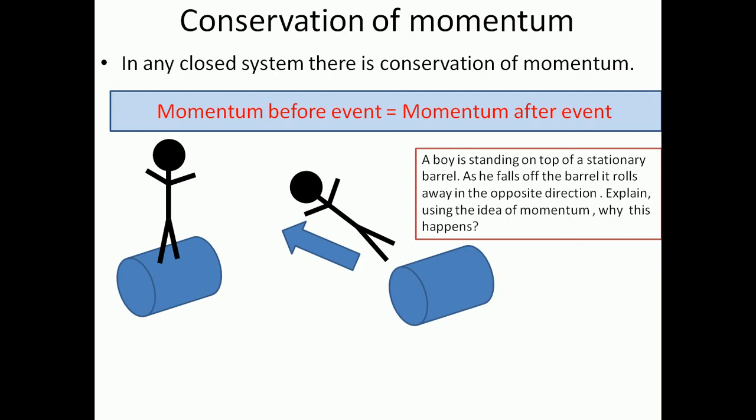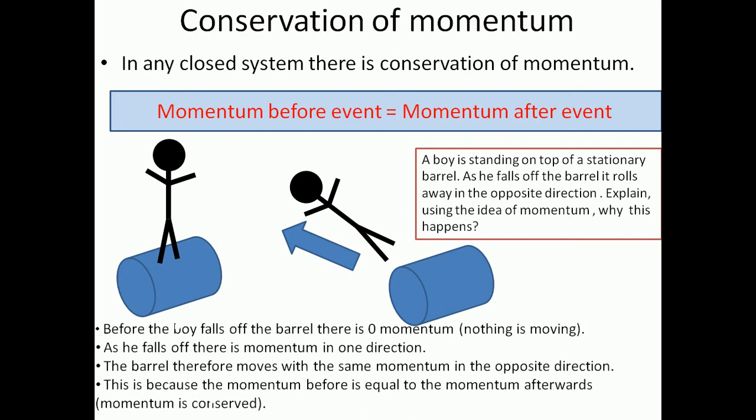Well, it's all to do with conservation of momentum. So a perfect sort of answer for this would be something such as, before the boy jumps off the barrel, there is zero momentum. And the reason there is zero momentum is because, if you remember back, momentum is mass multiplied by velocity. And since the boy and the barrel are not moving initially, there is no momentum. There is zero momentum, because any mass multiplied by a velocity of zero gives us a momentum of zero. So initially, his momentum and the barrel's momentum is zero.